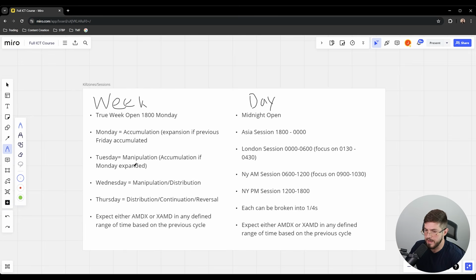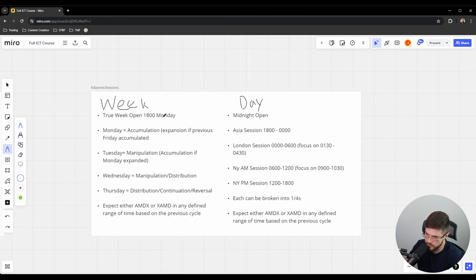So Tuesday, and everything's going to be dependent on how Monday goes. Tuesday is going to be a manipulation so long as Monday consolidated. But if Monday expanded, then Tuesday can be accumulation. Wednesday is either going to be manipulation or distribution based on the other two. And Thursday is going to be distribution or continuation or reversal based on the previous two, like we just talked about. So you ideally want to be trading Tuesday to Thursday. These are the days that I live trade with all my students. And there's a reason for that. It's not just because I like trading those days, it's because I get my best results.